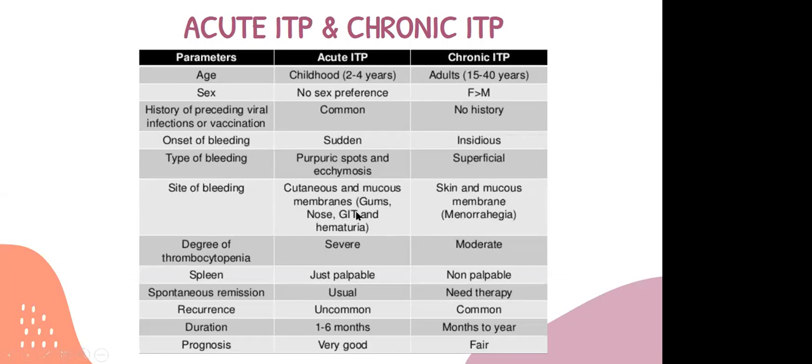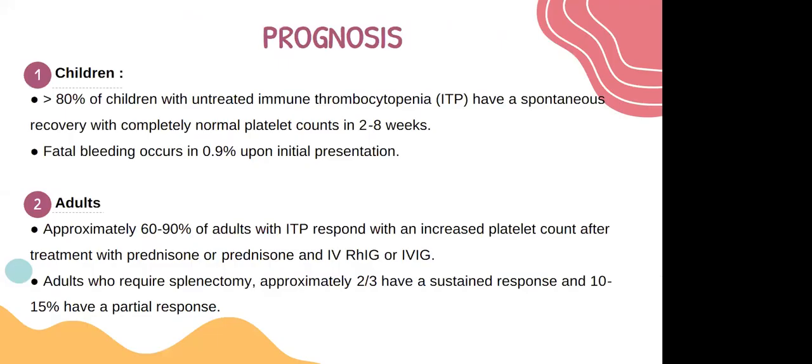In acute ITP, spontaneous remission usually occurs, but in chronic ITP, usually the patient will need therapy. The duration for acute ITP is 1 to 6 months. Chronic ITP can last months to a year. The prognosis of acute ITP is very good, but chronic ITP is fair. So last but not least, the prognosis of ITP.